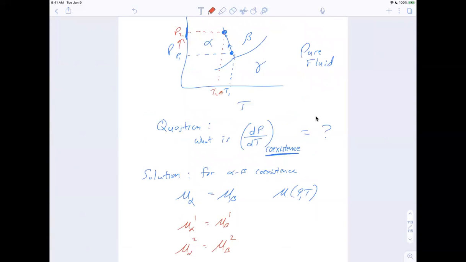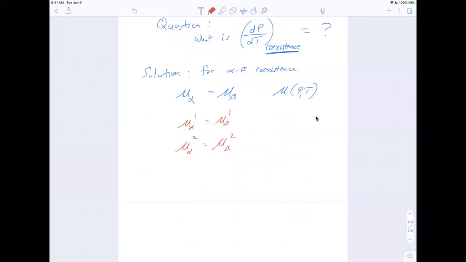It has to be, because we're at the coexistence line and we're still having no differences in chemical potential. So if I take the difference, mu alpha 2 minus mu alpha 1, if I subtract the two equations, that's the same as saying mu beta 2 minus mu beta 1. And that's because mu alpha 2 is equal to mu beta 2, so these two are equal, and mu alpha 1 is equal to mu beta 1. So all I've done is write an equality that stems from these two equivalences of the chemical potential.